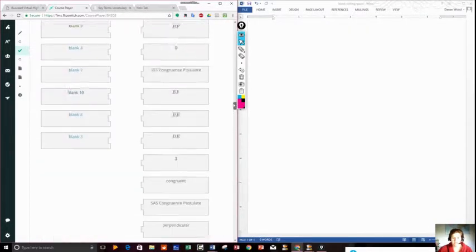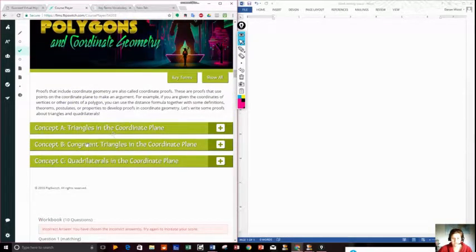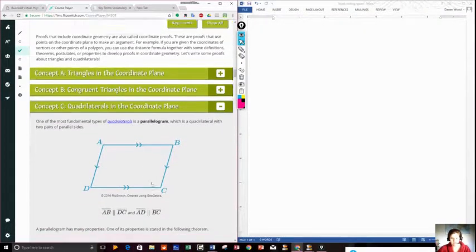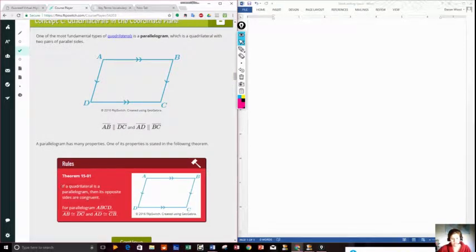distances. So if we looked back into our concepts, concept C, quadrilaterals in the coordinate plane, that would be a good reference to go to because we are talking about a parallelogram, which is a quadrilateral. So say we had questions as to, well, what can a parallelogram have? So if a quadrilateral is a parallelogram, and it just happens to be the first one that pulls up, then its opposite sides are congruent. So I would add that into my notes. A parallelogram, opposite sides are congruent.